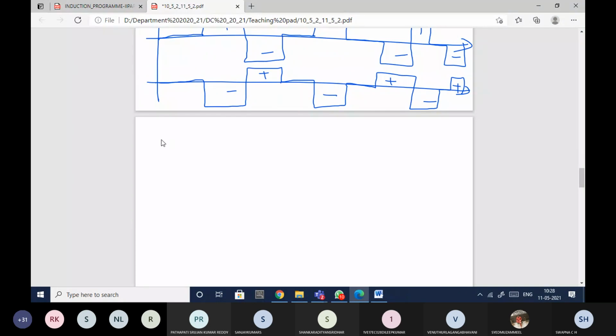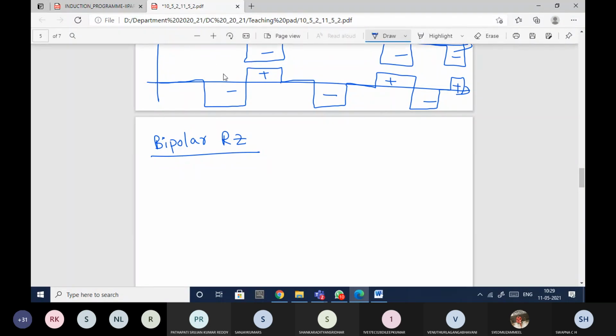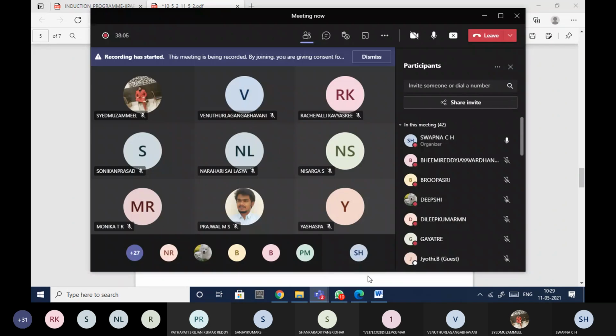Then bipolar NRZ. Always remember, whenever the word bipolar comes, it will get inverted in this way. That is the reason it is said to be alternate mark inversion. Inverted in the sense that if the first one is represented with positive amplitude, the next one will be represented with negative amplitude. This is how it goes. Okay, is it clear?